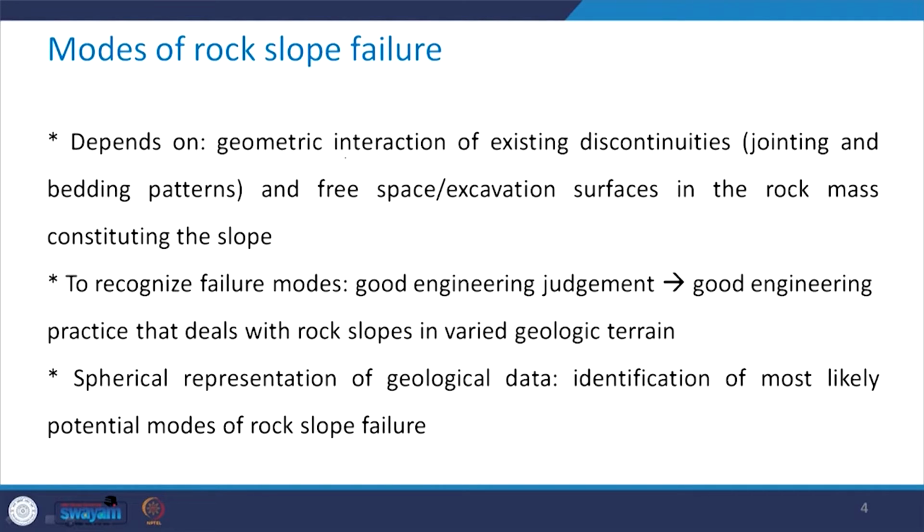We have seen the spherical representation of the geological data. This helps in identifying the most likely potential modes of rock slope failure. If you recall our discussion in one of the earlier chapters, I mentioned to you, with reference to this spherical representation of the geological data, in which case which mode of rock failure will occur.